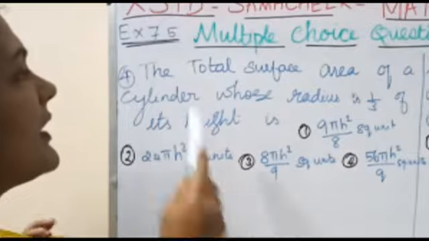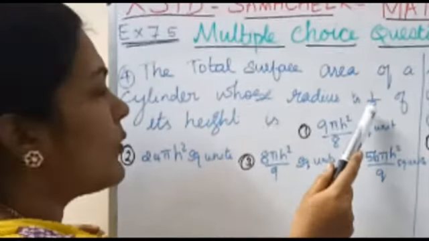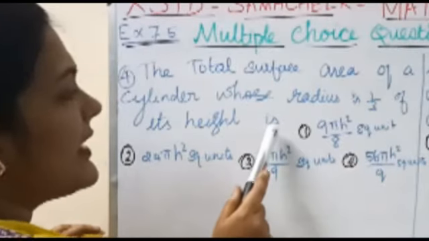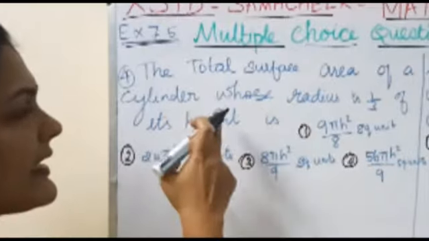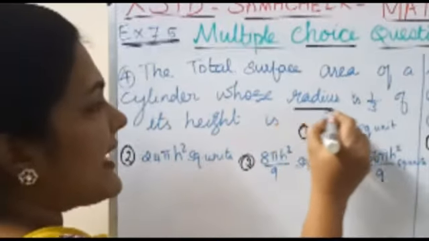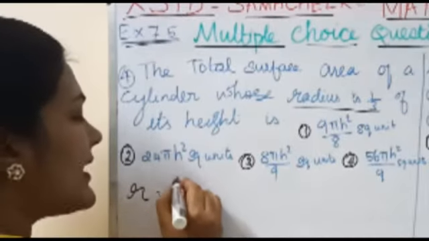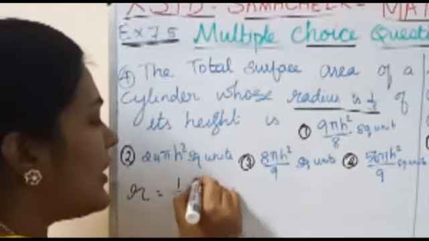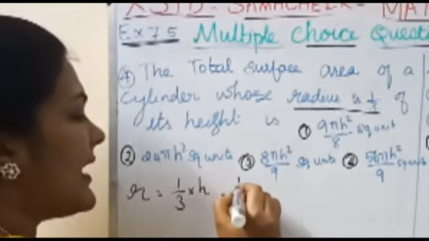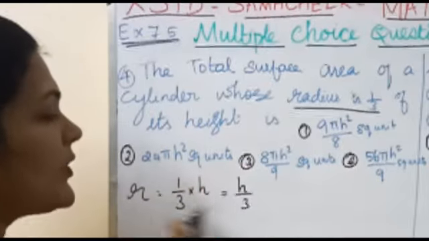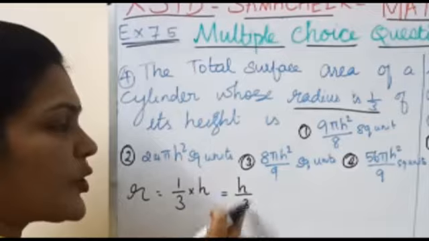Fourth question. The total surface area of a cylinder whose radius is 1/3 of its height is, 4 options are given. The total surface area of a cylinder is asked when the radius is 1/3 of its height. So r is given as 1/3 into the height. So instead of r, you should put 1 into h by 3. Okay va? So you are not going to substitute an r value. Instead of r, you are going to substitute h by 3.